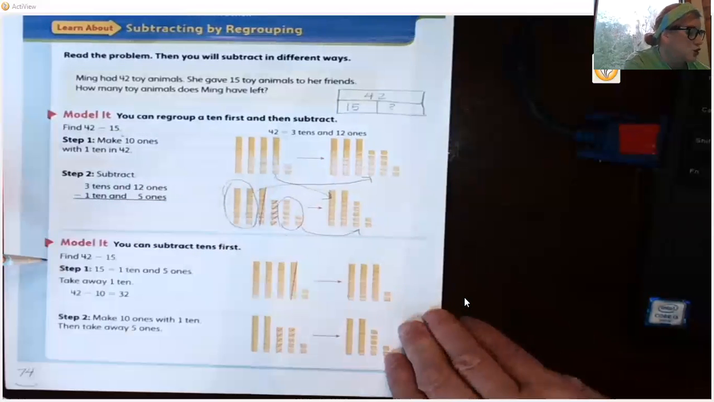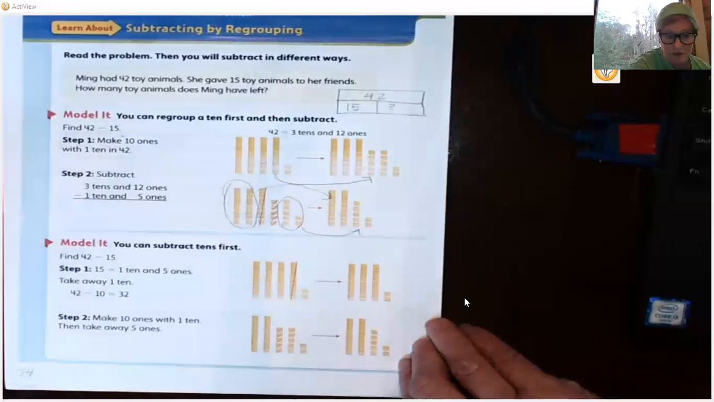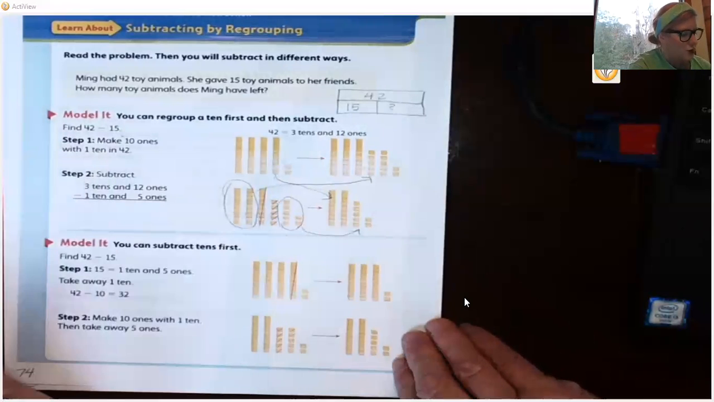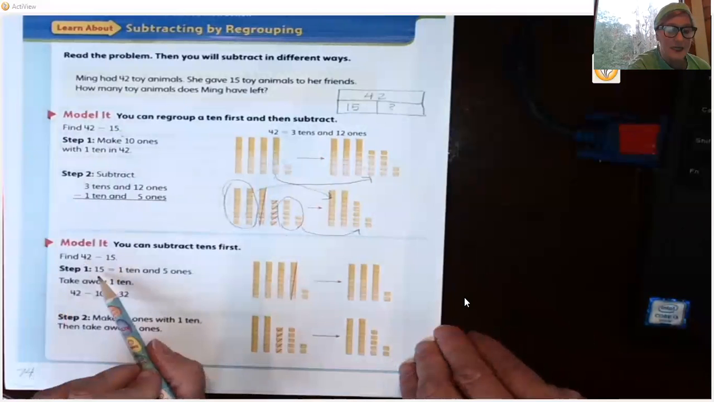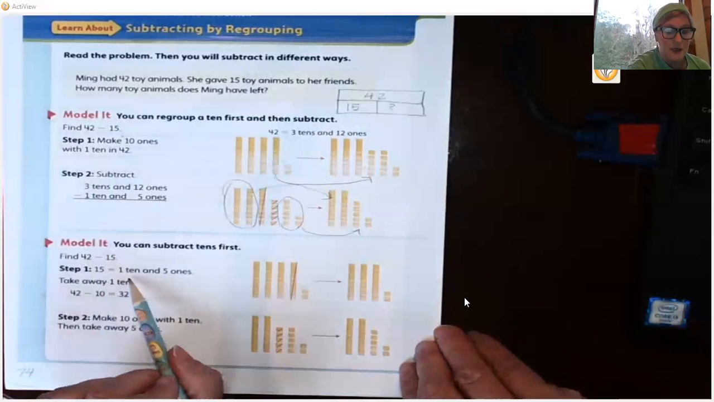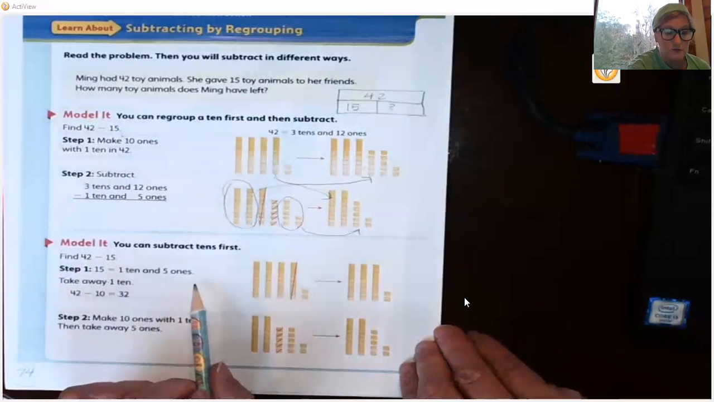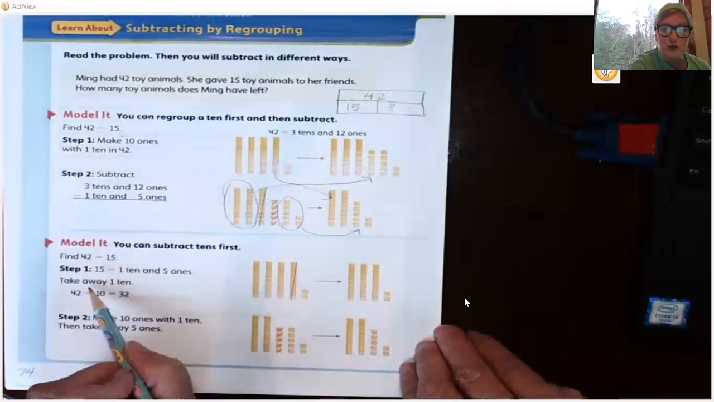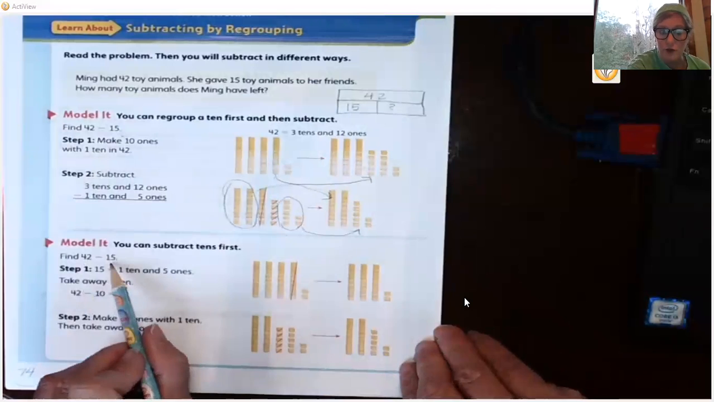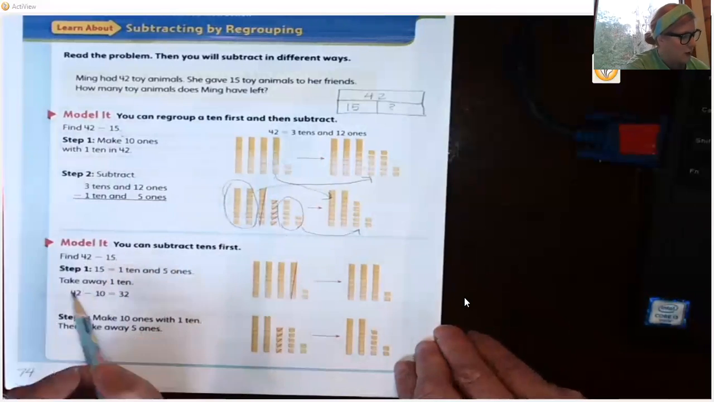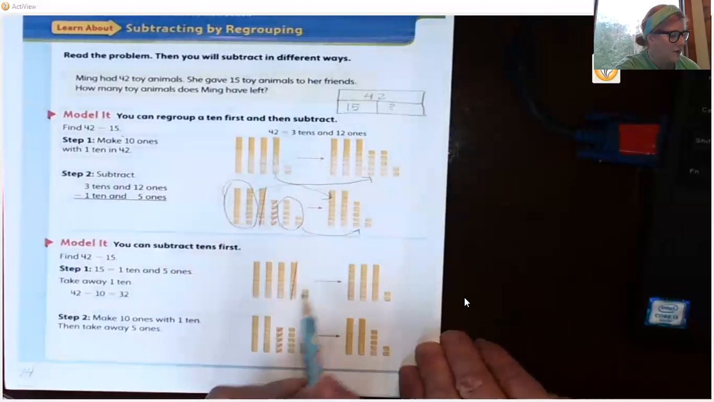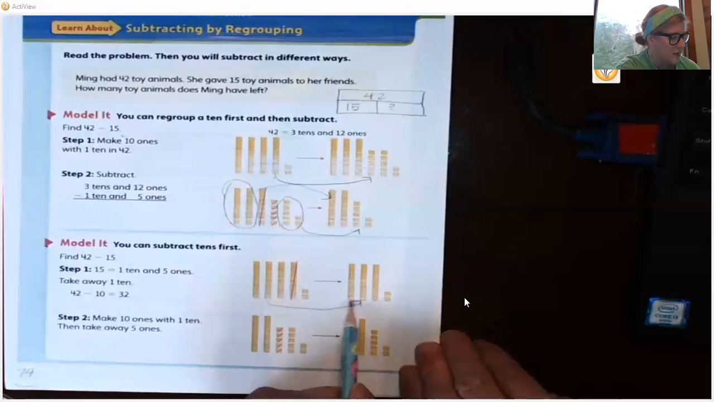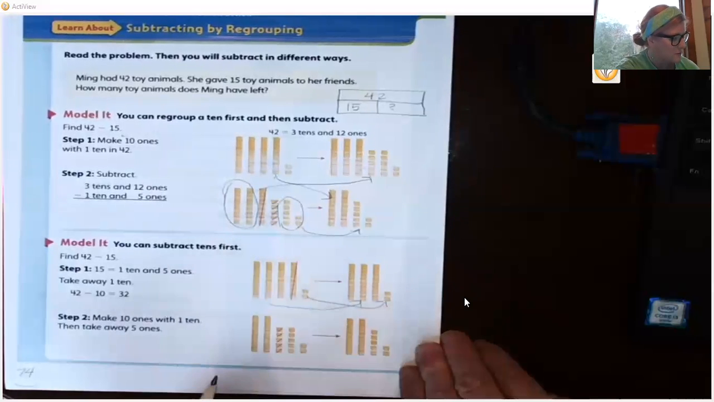All right, model it. You can subtract tens first. This is another way. 42 minus 15, once again, step 1, 15 equals 1 ten and 5 ones. That's what we're subtracting. So take away one of the tens first. Instead of starting with the ones, take the 10 away first. So you're going to take it away here. And that leaves you with the 3 tens and the 2 ones.